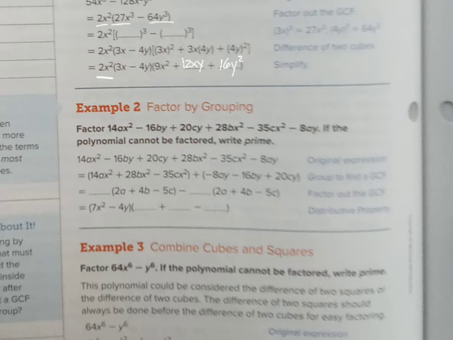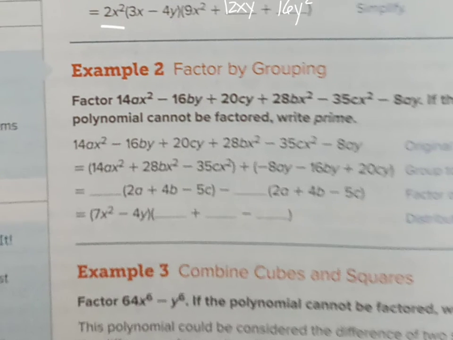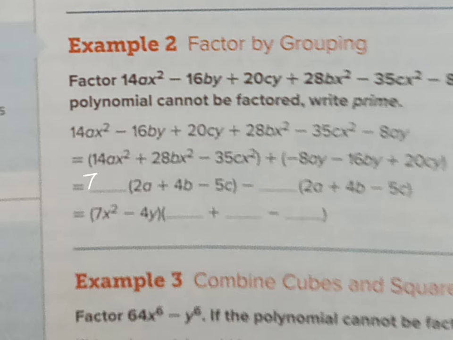This just takes a little bit of practice, but let's look at the first 3 terms. Is there a greatest common factor in that? Sure enough, 14, 28, and 35, we can all take a 7 out of that one, and there's also an x squared that we can get out. What times 7x squared gives you 14ax squared? 2a. What times 7x squared gives you 28bx squared? 4b. What times 7x squared gives you negative 35cx cubed? Negative 5c. Okay, and so then we go to the next one.